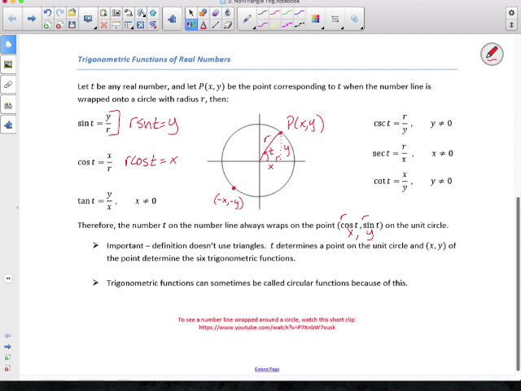So since we can think of x and y in terms of r cosine and r sine, we actually don't need to use triangles anymore. And that's what lets us break free of triangles, is this wrapping of the number line. So since it's wrapping around a circle, we sometimes call trig functions circular. So we'll deal with that a little bit later. I'll give you a demonstration of what we mean.